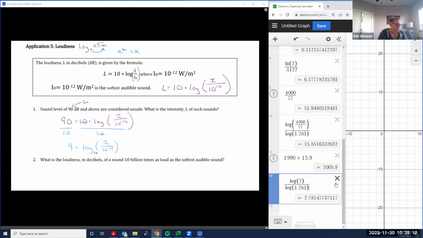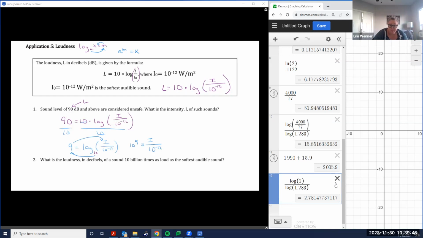So going down to my formula, 9 equals log base 10 of I over 10 to the negative 12th. I'm going to take this base of 10, raise it to the 9th. We'll say 10 to the 9th equals the stuff that's inside. So that's equal to I over 10 to the negative 12.